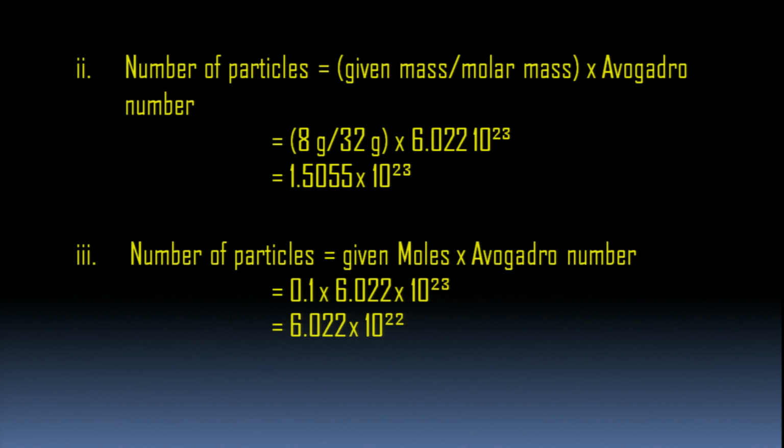Okay. Now, the third part is 0.1 moles of carbon atom. 0.1 mole of carbon atom. Number of particles, 1 mole of carbon atom has 6.022 into 10 to the power 23. Okay, 0.1 mole means just into 0.1, it becomes 6.022 into 10 to the power 22.